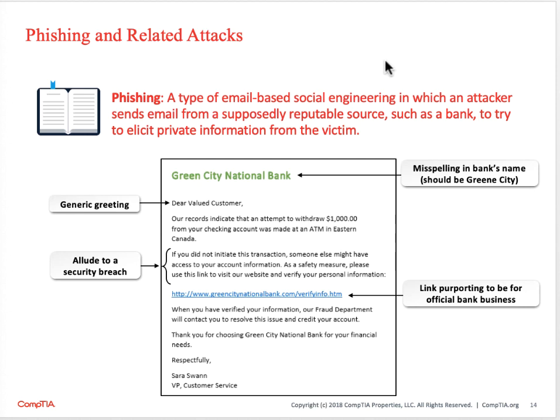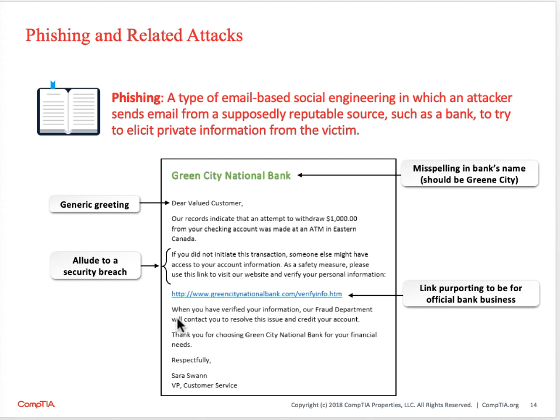So in this case, we have an email, and it is trying to say, our records indicate you tried to withdraw $1,000 at an ATM. If you didn't initiate this transaction, somebody's trying to access your account. So click this link to verify your personal information as a security measure, right? But the whole time, this is the security threat, but it's trying to establish your trust by pretending to be responding to a third security threat, right?